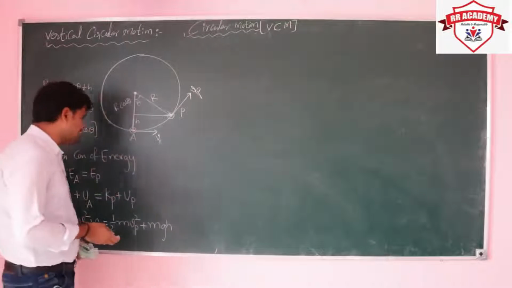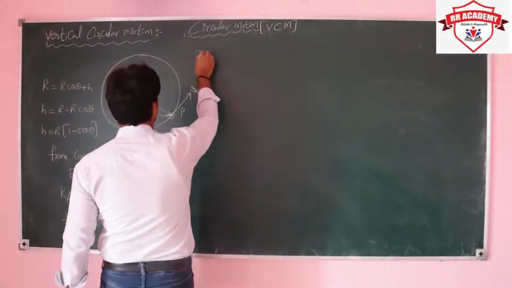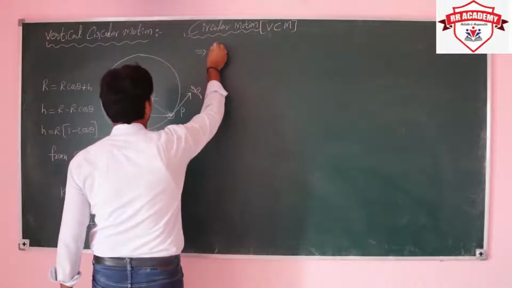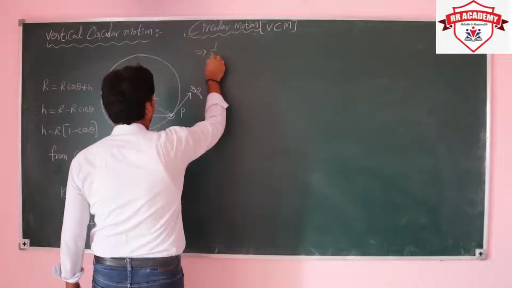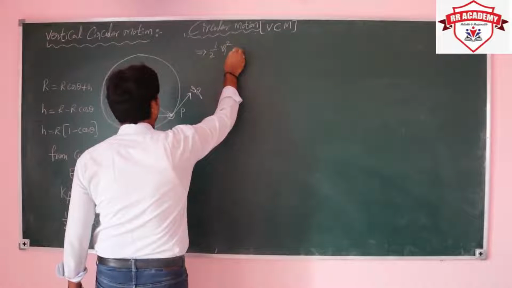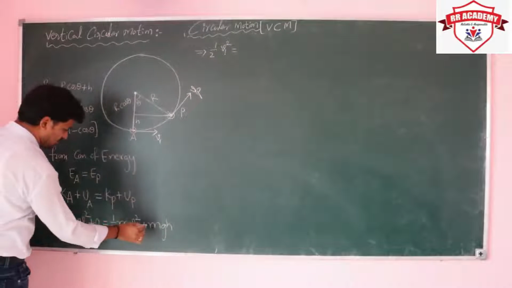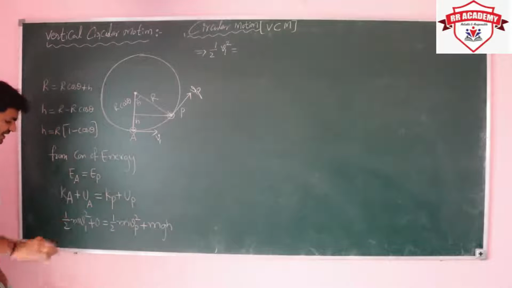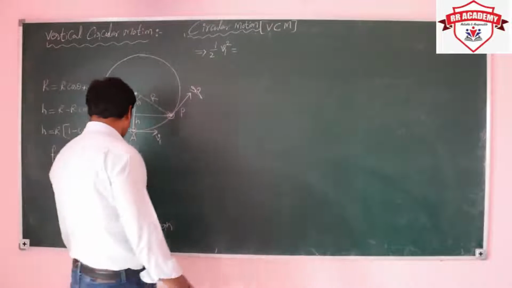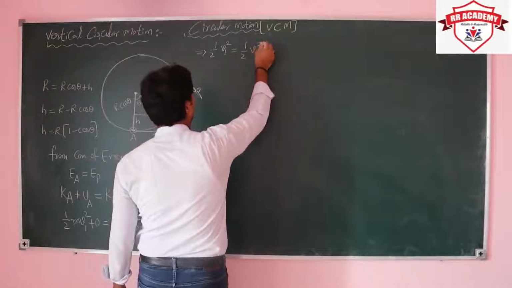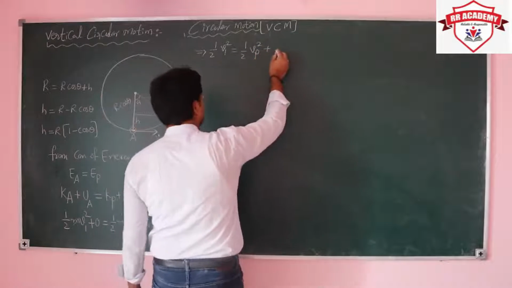Now let us simplify this expression. We can take m common and cancel it. The remaining expression is half v1 square is equal to half vp square plus gh.